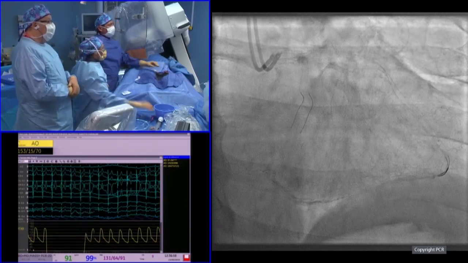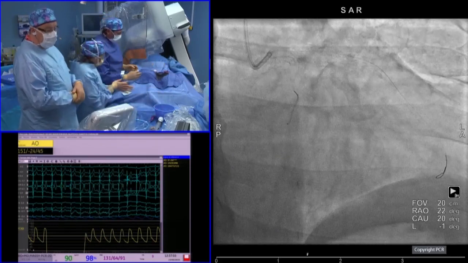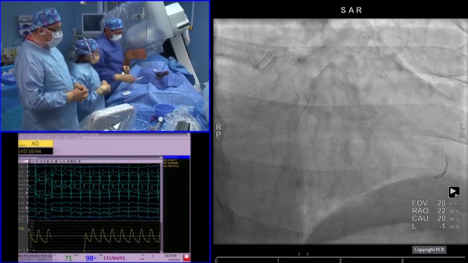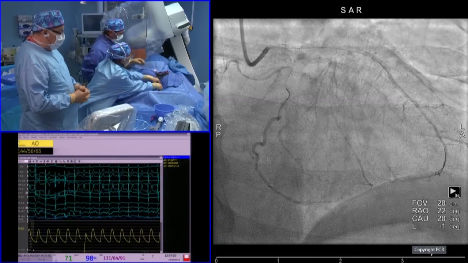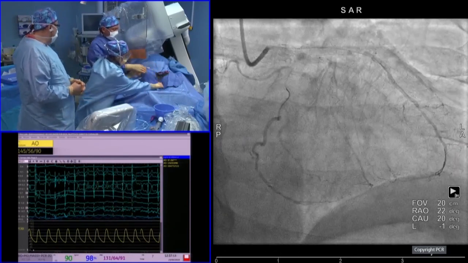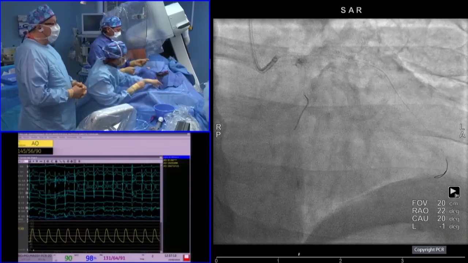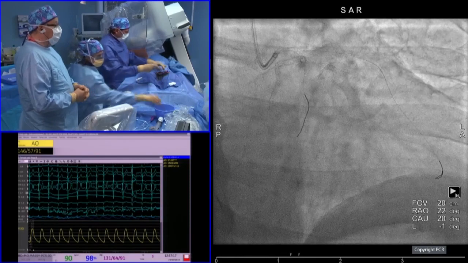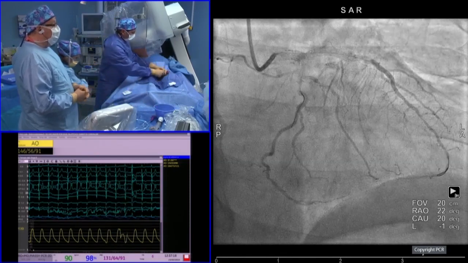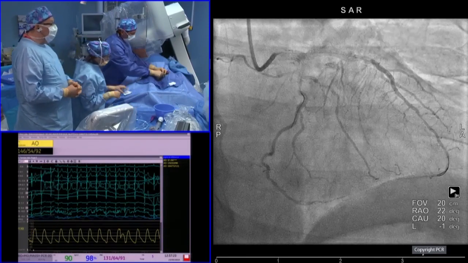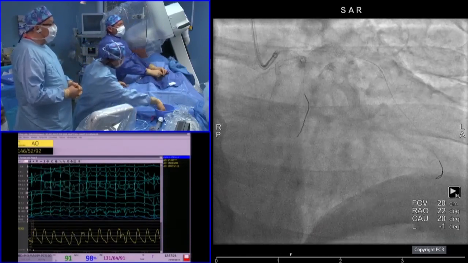Bernard, Philippe, one question from the audience. Which anticoagulation regimen are you implementing during the procedure? The patient has received 100 units per kilo of heparin with a target ECT of 300, so we have a very standard approach compared to usual PCI, and of course he was preloaded with dual antiplatelet therapy.